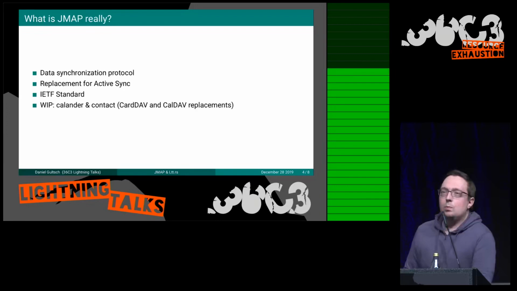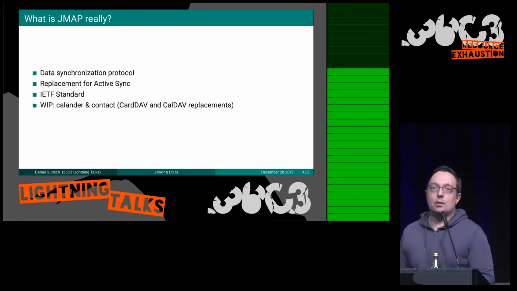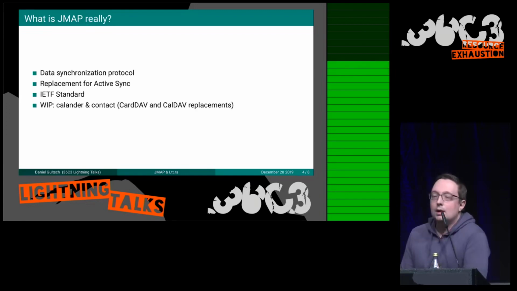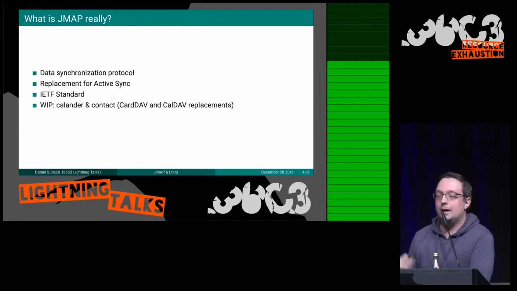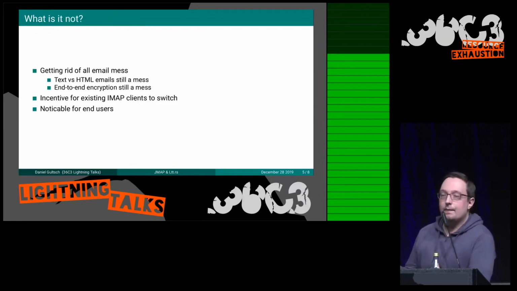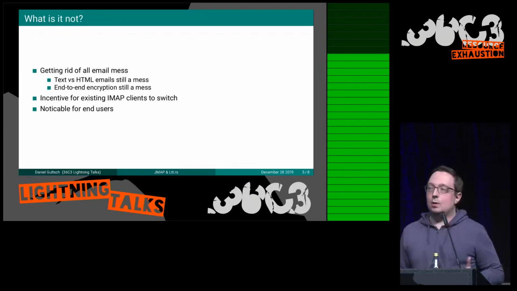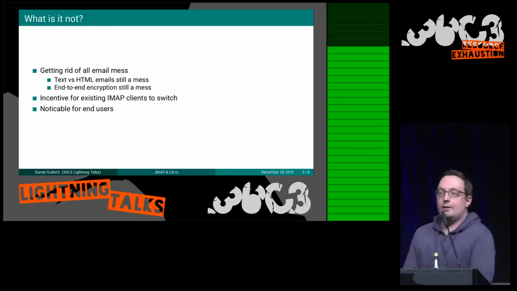So that's what got me interested in JMAP, but it's not all that JMAP is. JMAP really is a data synchronization protocol, more of a replacement for ActiveSync than just for IMAP. And in the future, it will also be able to handle calendars and contacts and so on. So what JMAP isn't: you still have to deal with some of the legacy mess of IMAP and email, for example, like text emails with HTML emails.